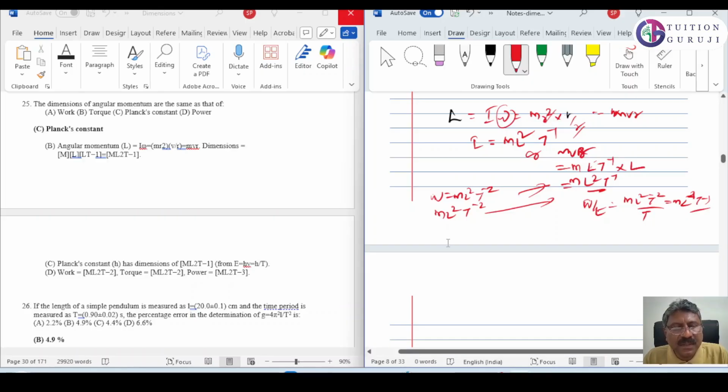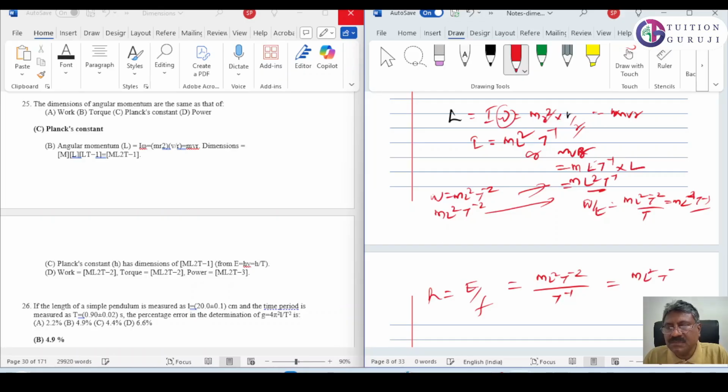Okay. Next one is actually Planck's constant. Planck's constant is h equal to E by frequency. So ML square T raised to minus 2 by T raised to minus 1, which will give ML square T raised to minus 1. So it is equal to Planck's constant. So Planck's constant and angular momentum have the same dimensions.